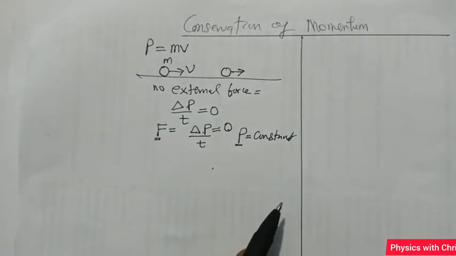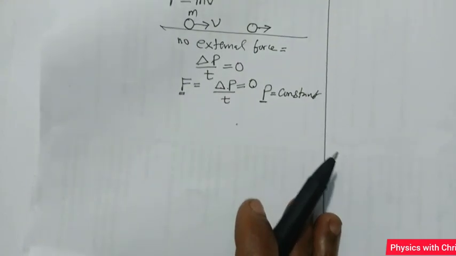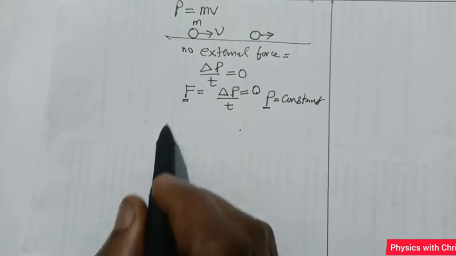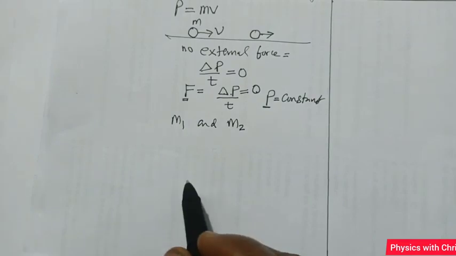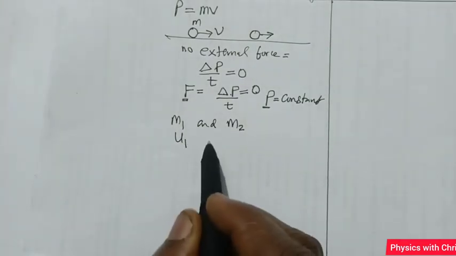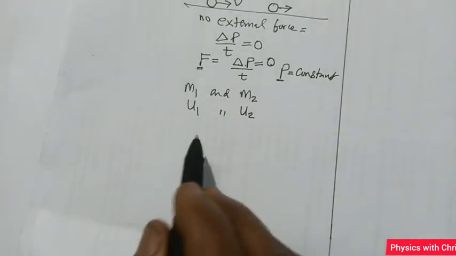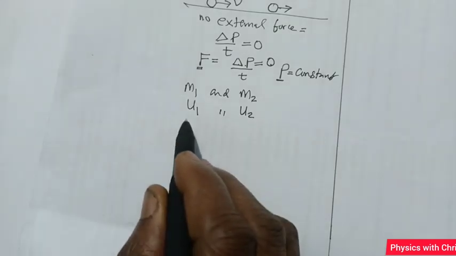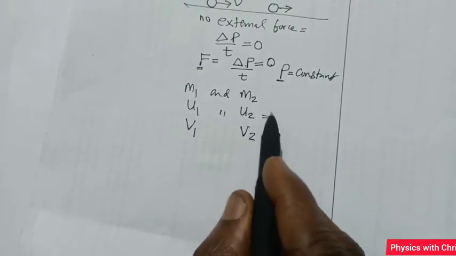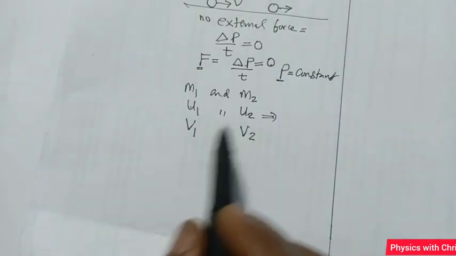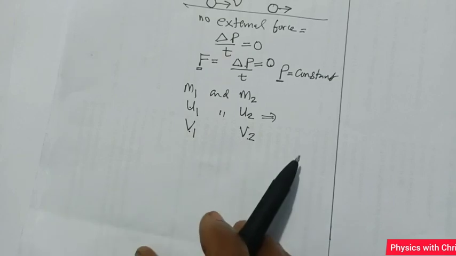Now, how do we apply this conservation of momentum to a system of colliding particles or colliding masses? Let's take, for instance, two masses, M1 and M2, moving with initial speeds U1 and U2 in opposite directions towards each other. After some time, they collide. Suppose that after they collide, they move off with final speeds V1 and V2. These are the initial speeds of the first and second masses, and the final speeds after the collision.